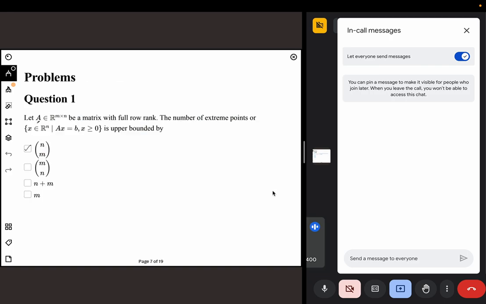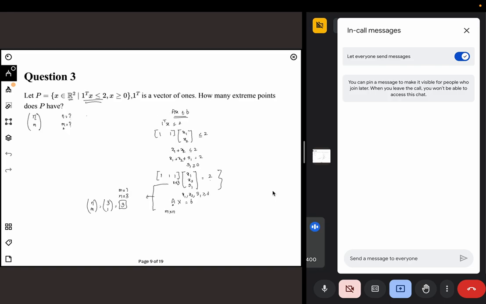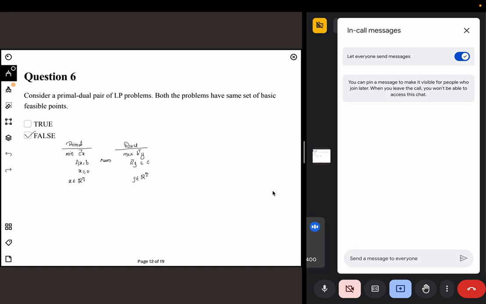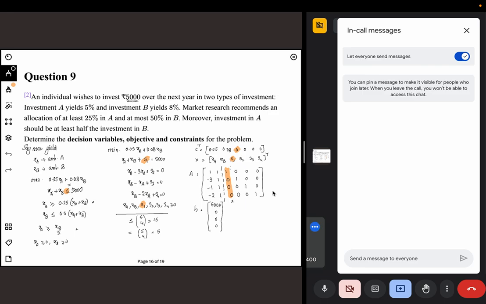Then we discussed some of the problems. Most of them dealt with how many extreme points you have and the different ways of calculating extreme points and basic feasible solutions. Most of the problems are the same. And then we discussed some relations between the primal and dual problems as well. So these are the things that I have for this week.